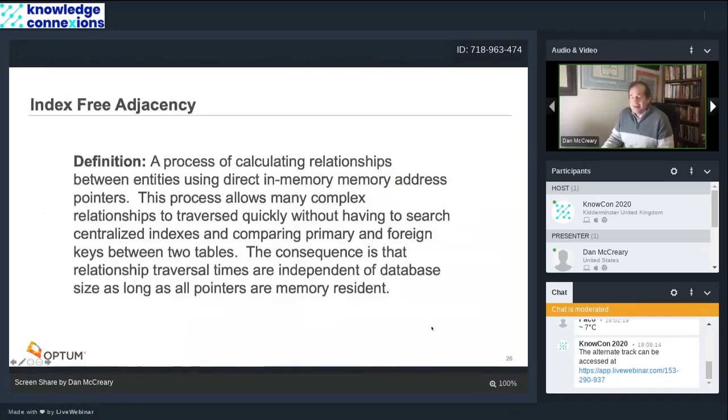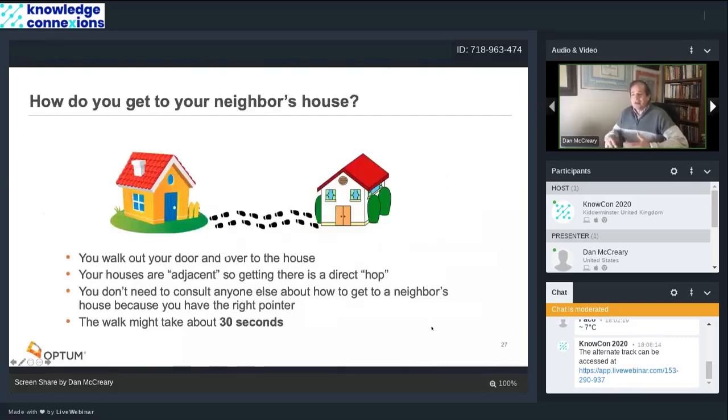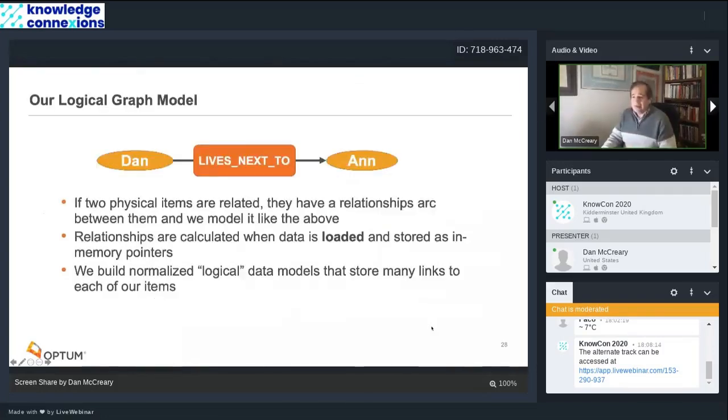So this is the definition, and I'm not even going to read it because nobody will remember this. It's too technical. We need a story that's compelling. So when we talk about this neighborhood walk, we talk about how quickly, in 30 seconds, you can walk over to a neighbor's house. And we can then model that in a graph.